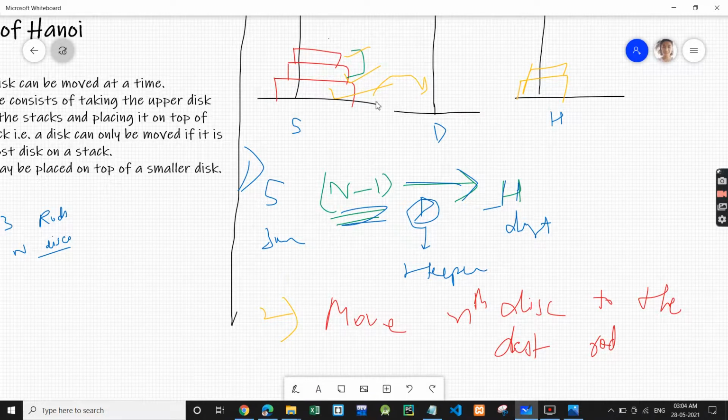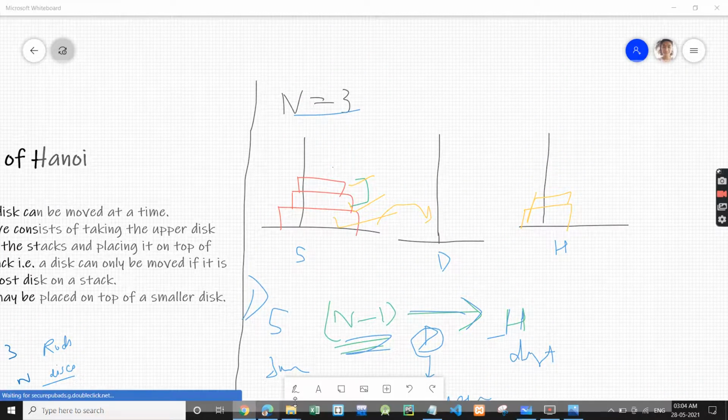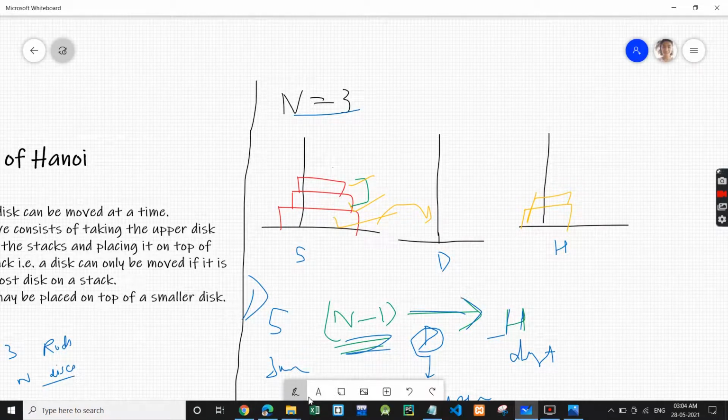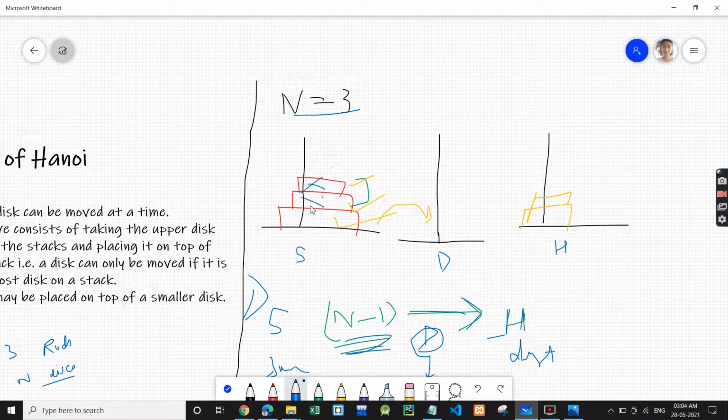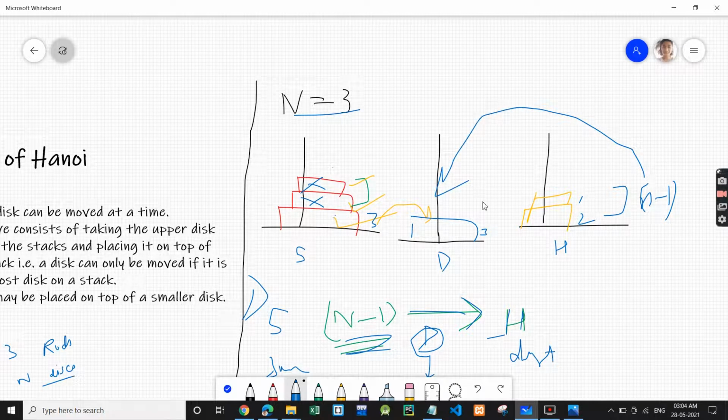So what will happen is, first of all, we moved these two from here to here, right? And then this third one is moved over here, right? Now these n minus 1 disks should be moved from helper to destination, because they should be kept over here on top of the third one, like this, right?